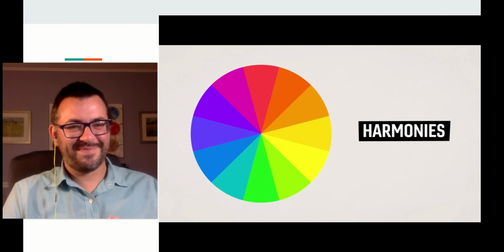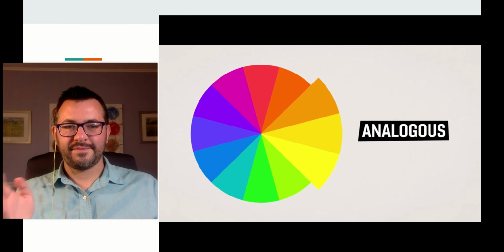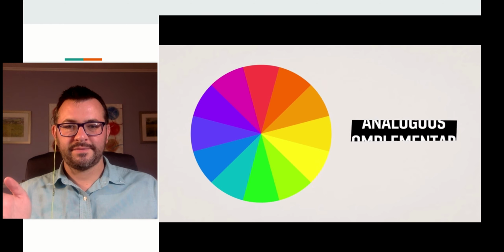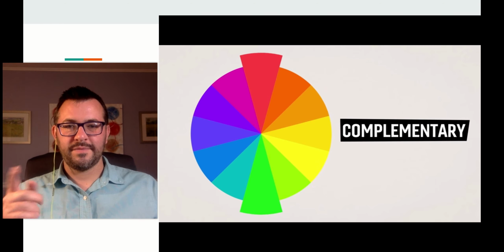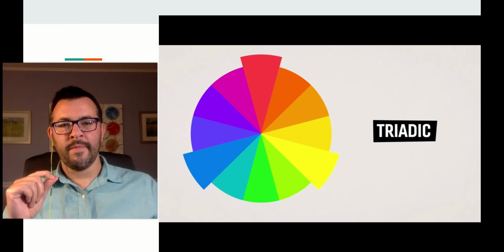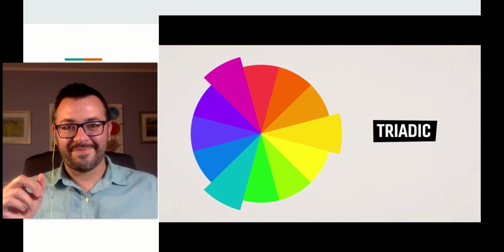Harmonies are color combinations that go well together. The big three are analogous colors, which are any three contiguous colors. Complementary colors, which are two colors that are opposite each other. And triadic colors, which are any three colors that are evenly split into thirds.